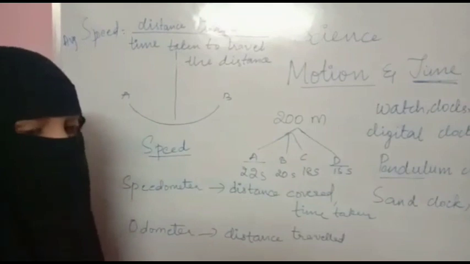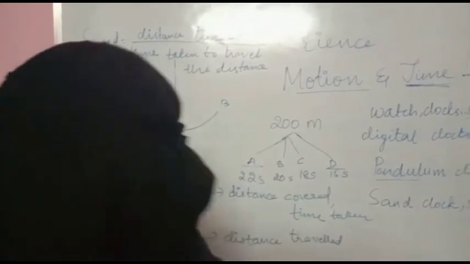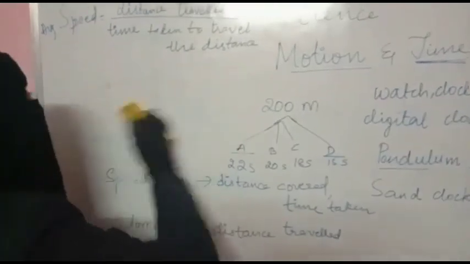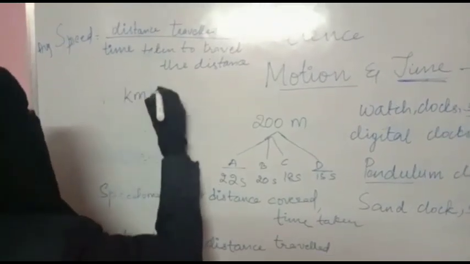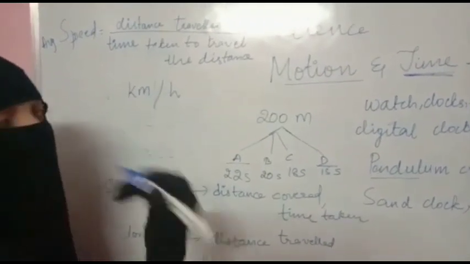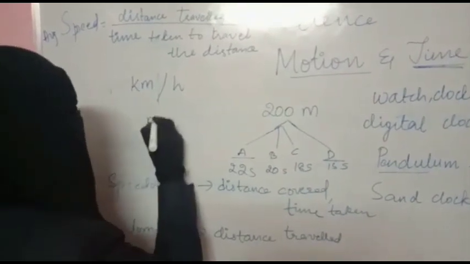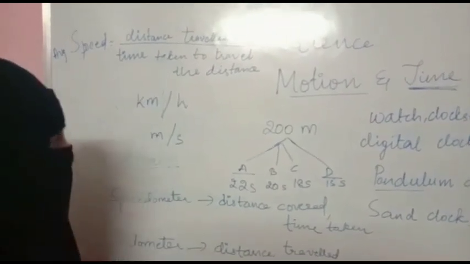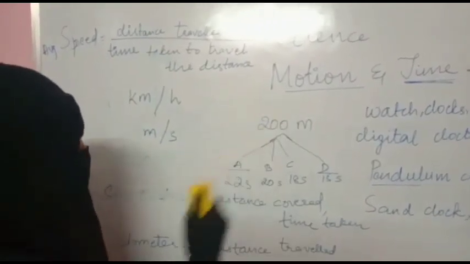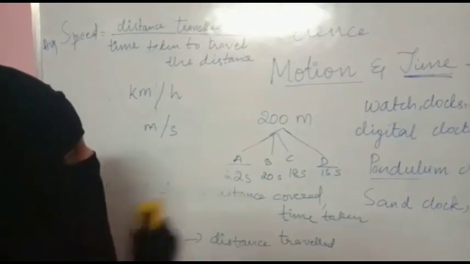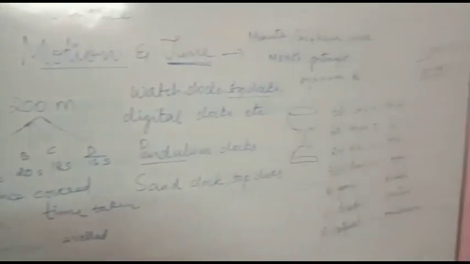Here, there are two basic units. These are the units of speed. One is the basic unit, or I can say it is a CGS unit, that is kilometer per hour. And one more is the SI unit, that is meter per second. These are the two units which are used to know the speed of the object. Like to know the time, we are using units. In the same way, to know the speed, we use these units.